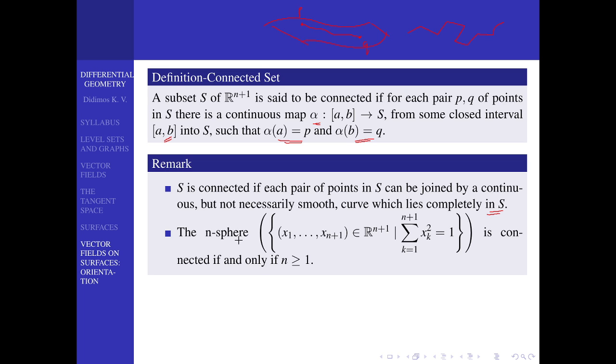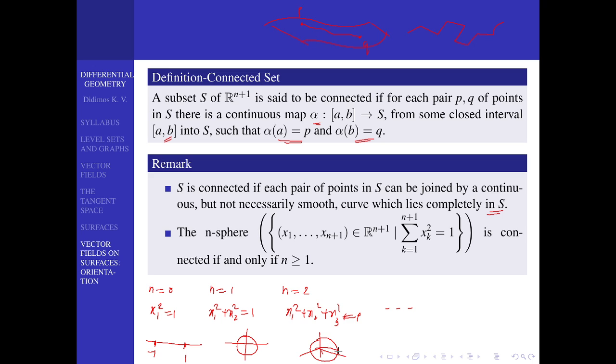Now, if you consider n-spheres, say if n is equal to 0, we have x1 squared equal to 1. When n is equal to 1, that is x1 squared plus x2 squared equal to 1. When n is equal to 2, that is x1 squared plus x2 squared plus x3 squared equal to 1, and so on. For n equal to 0, x1 squared equal to 1 gives 1 and minus 1. These are only two points. The n equal to 1 case resides in R2, that is a unit circle, and the n equal to 2 case resides in R3, that is a unit sphere. Except for n equal to 0, these are all connected.